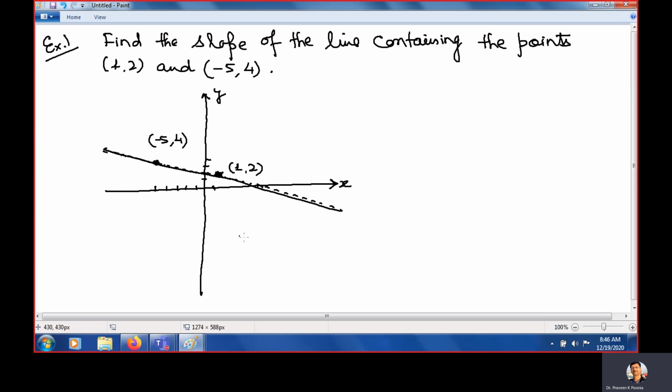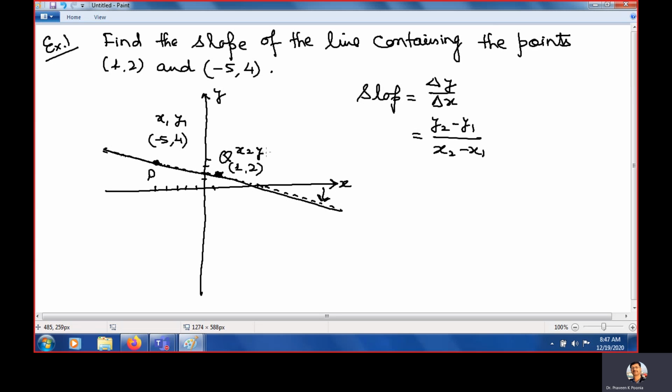Okay, this is. Now you need to find. Now you can see it is going down. So I want to tell you in advance that slope will be negative in this case. Okay, so let us take this point is P and this point is Q. So slope is equal to how much? Slope is equal to delta y upon delta x. It is how much? y2 minus y1 upon x2 minus x1. And the P points are x1, y1. Q points are x2, y2.